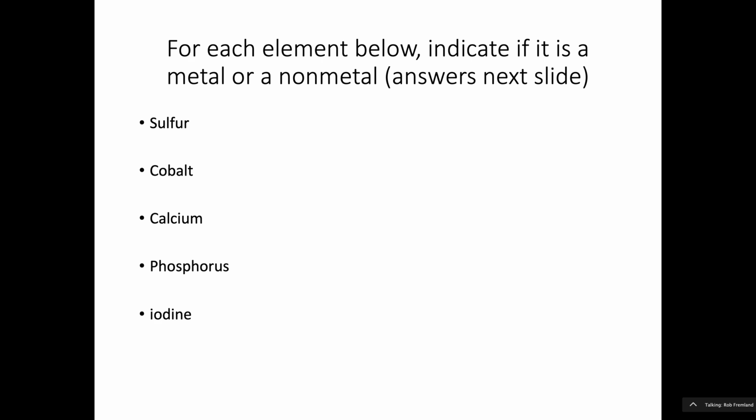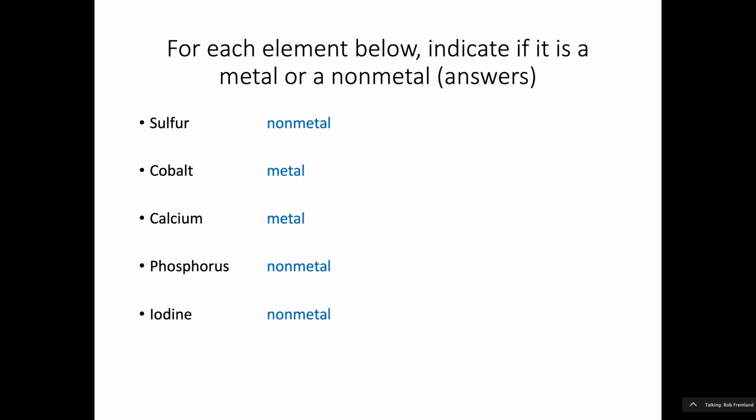All right, did you try it on your own? Now let's see how you did. So if you look on the periodic table, sulfur is a non-metal. Cobalt is CO, so you might want to use that alphabetical list as well. Calcium is a metal. Phosphorus is a non-metal. Iodine is a non-metal. Now, by the way, people talk about minerals. Minerals are actually ions, and we'll talk about that more when we talk about water.